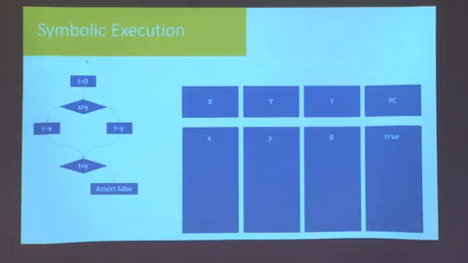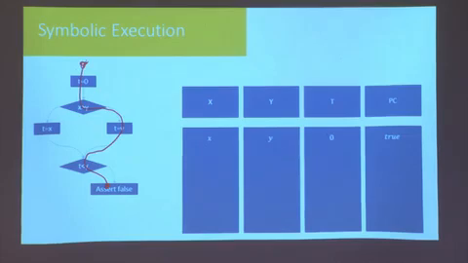So let's say that we care about this path, right? A path that starts at the beginning and takes us all the way down to the point where we are asserting false. And we want to know, is this path feasible? Could the program go down this path? So as we're going down this program, we're going to keep two things.